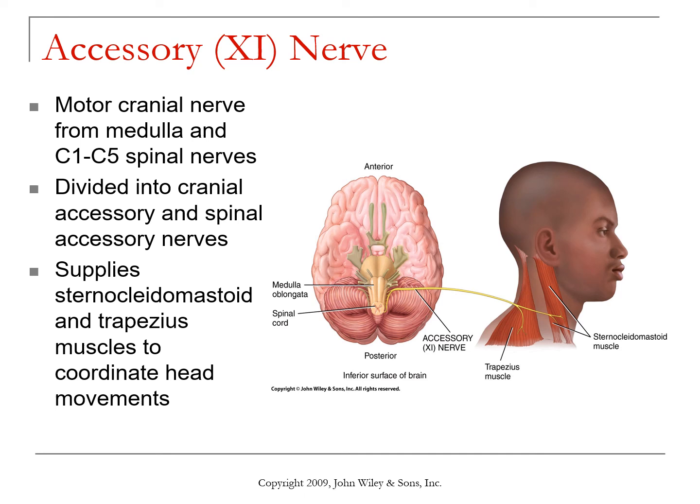The second last nerve is the accessory nerve, number 11. This is an interesting nerve. It is purely motor. It has origins in the medulla as well as contributing fibers from spinal nerves C1 through C5. So as it leaves the central nervous system, the fibers sort into the cranial accessory nerve and the spinal accessory nerve branches.